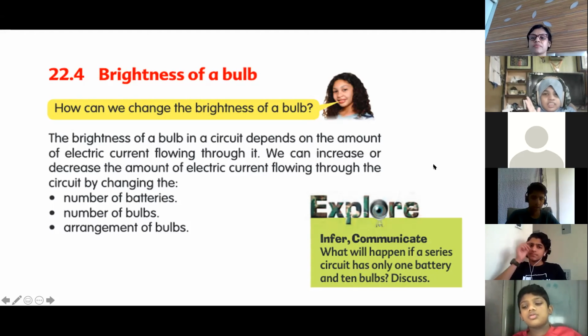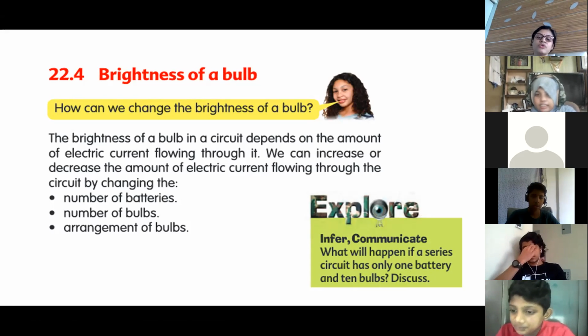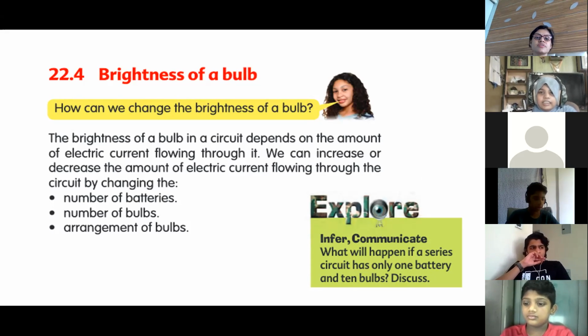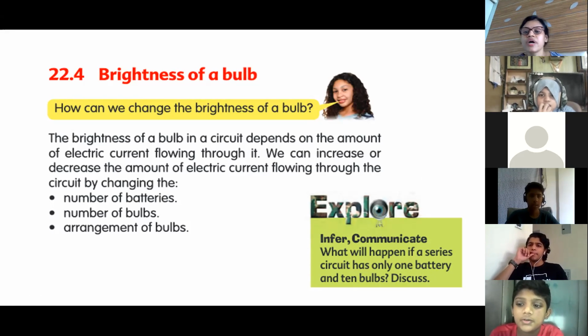Ma'am, if the battery's voltage is less, so all of them won't glow. Correct. And if the voltage is really high, the bulbs will glow. Bulb will glow, but what type of glow? Very low, ma'am. Very dimly, ma'am. It will go very dim. Yeah, it will be very dim.